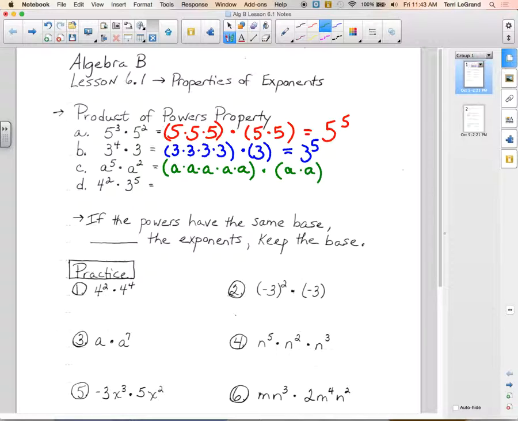So what's the shortcut way I could write this now? A to the seventh. I have 7. 1, 2, 3, 4, 5, 6, 7 factors of A. So A to the seventh it can become.